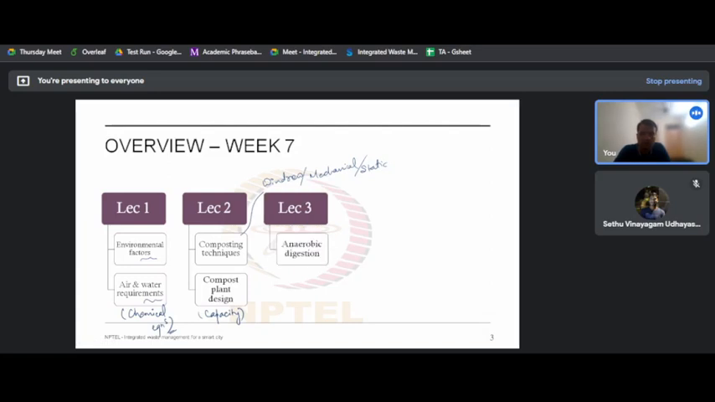Then we have lecture 3. This was about anaerobic digestion. So what are the systems in this? We have a batch and we have two-step or two-stage system. Then we have the design requirements for this, how to calculate the required amount of air supply to be given to the system. Then we had lecture 4.